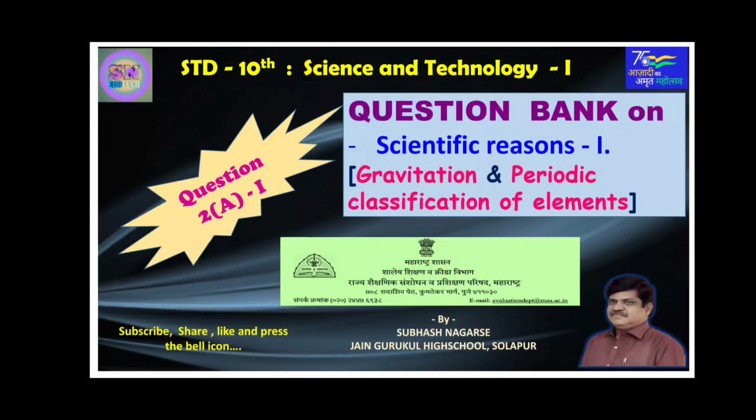Friends, today we are going to discuss the question bank prepared by the SCERT. In this session, we are going to discuss question number 2A, scientific reasons. The two chapters covered today are gravitation and periodic classification of the elements. Let us start with that. Write scientific reasons, 2 marks each.